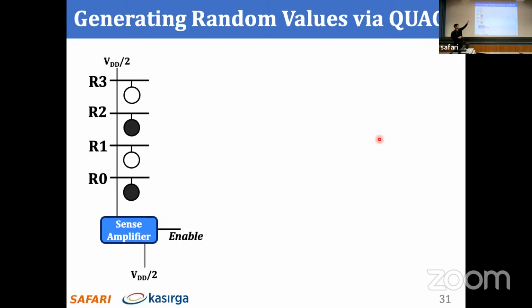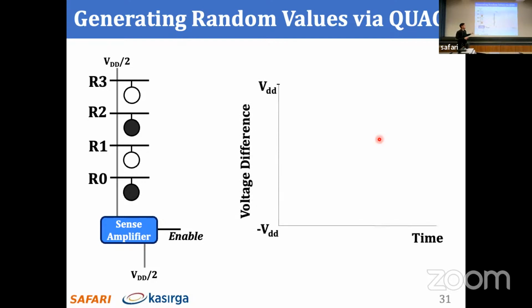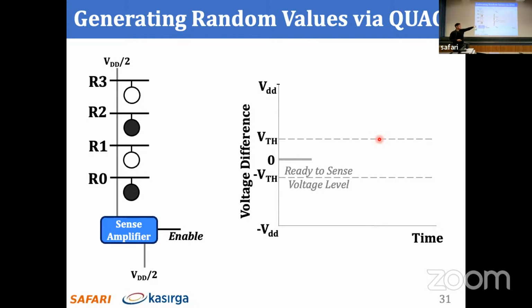Yes, and the bit line and the bit line bar are initially pre-charged to VDD over 2. On the right, we see the voltage difference on the 2 contacts of the sense amplifier. This is the difference between the bit line bar and the bit line signal. It's initially 0. And there are 2 voltage levels that the bit line voltage needs to exceed for the sense amplifier to do its job correctly, to amplify the signal correctly.